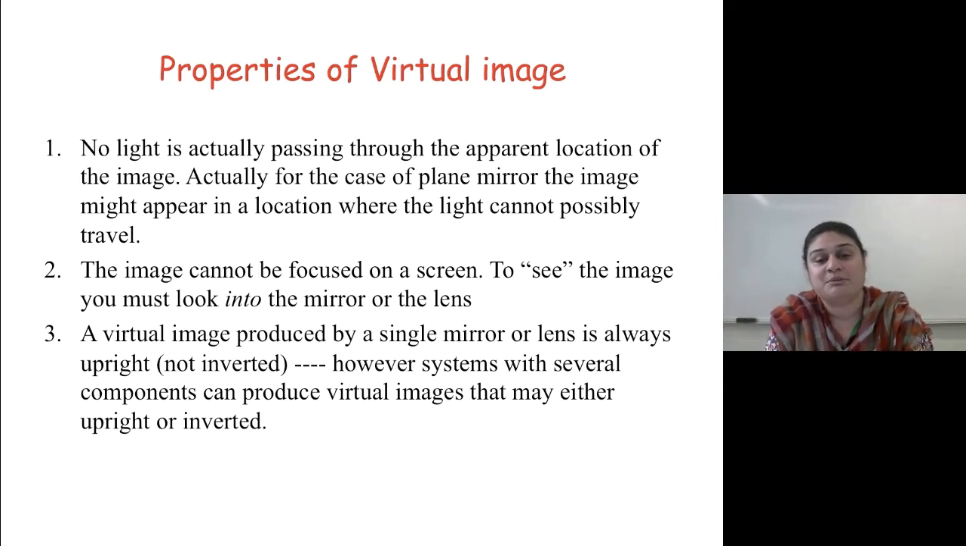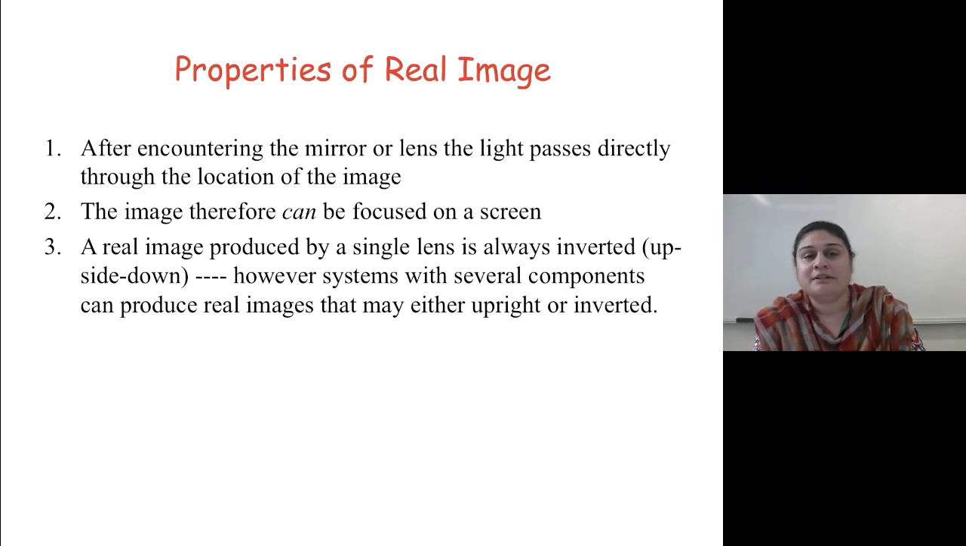So a virtual image can be produced by a single mirror or lens, and it is always upright, not inverted. However, systems with several components can produce virtual image that may be either upright or inverted. But again, it has to be several components, as we will talk about later. Real image is one in which the light rays actually pass through that spot, so the image can be focused on a screen. A real image can be produced by a single lens. It's upside down. However, systems with several components can produce real images that may be upright or inverted.